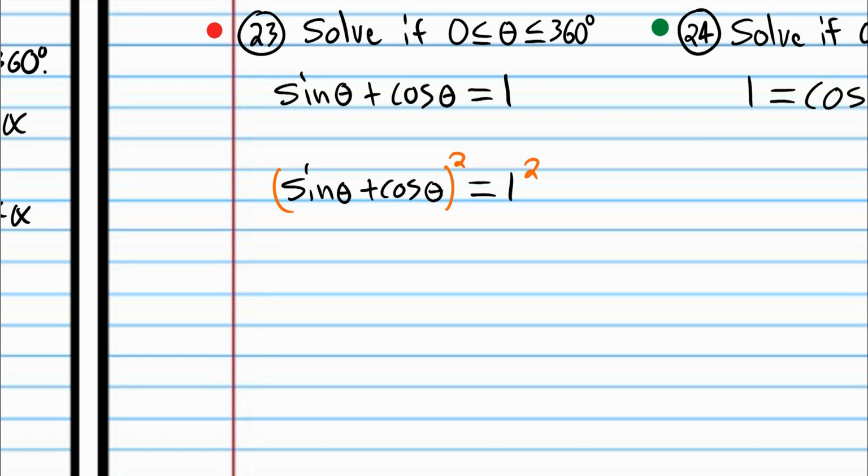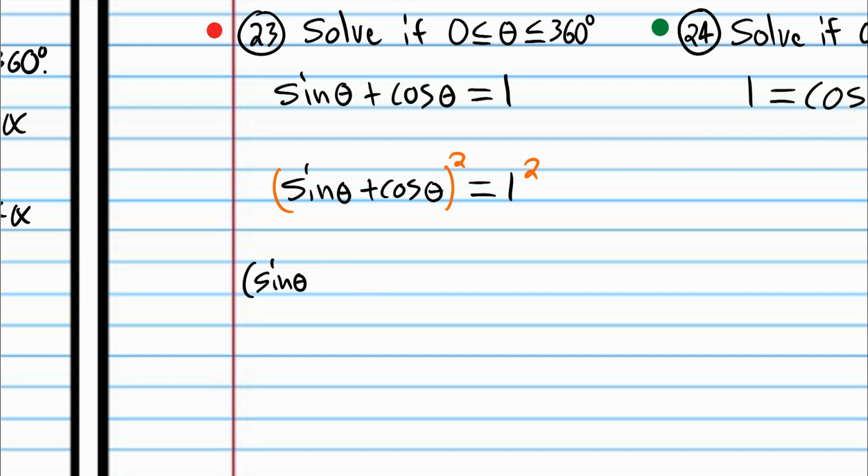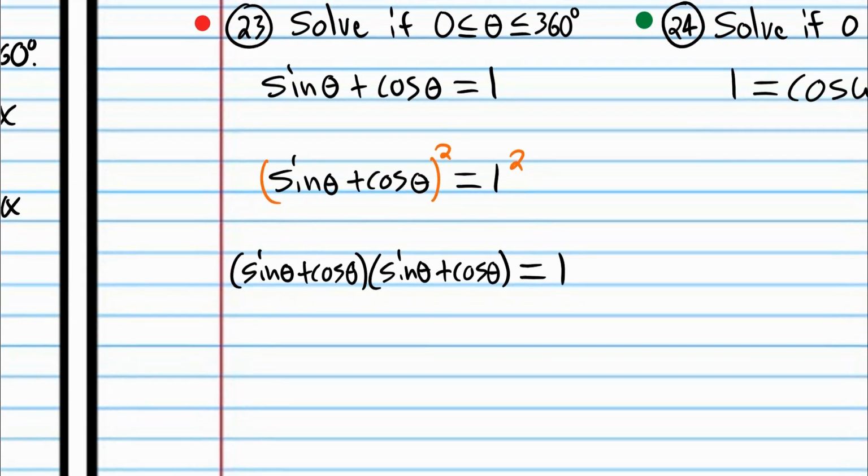So 1 squared is obviously 1, but one of the most common mistakes is thinking that this expression converts to sine squared theta plus cosine squared theta. This expression does not equal sine squared theta plus cosine squared theta. Instead, we have to use FOIL. What this means is sine theta plus cosine theta times sine theta plus cosine theta, and you can see pretty clearly that we need to use FOIL. So again, 1 squared is 1.